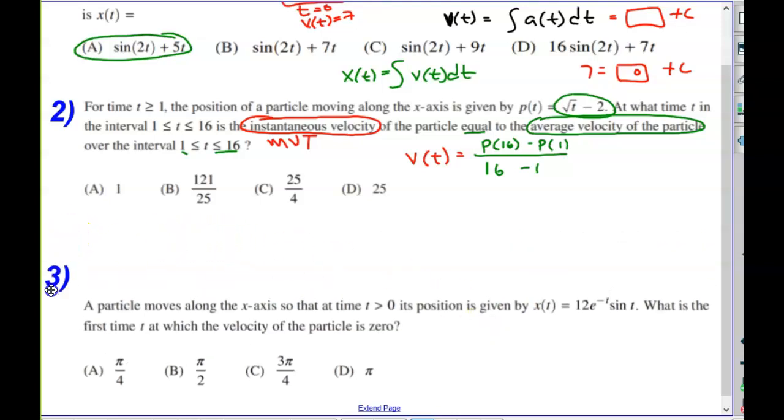Maybe we should do that one, because the mean value theorem is pretty big. So let's do this one right now. What I'd like you to do is take the derivative of the position, and that's going to give us the velocity.